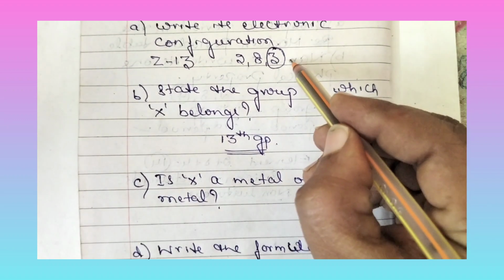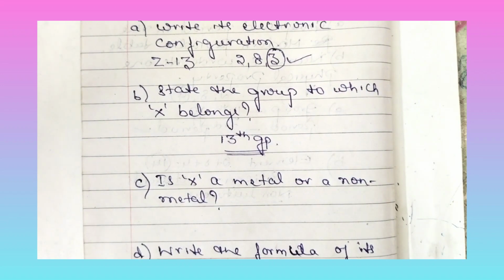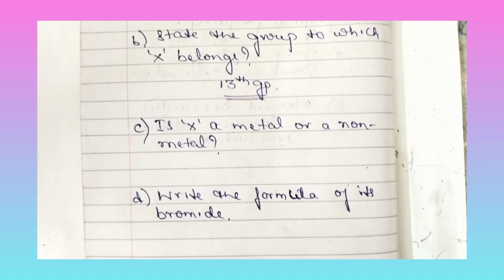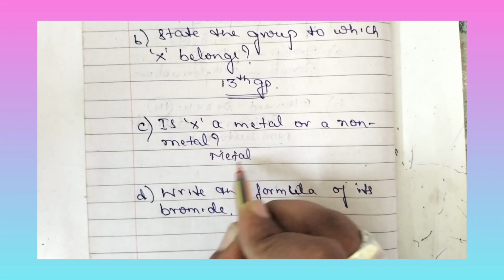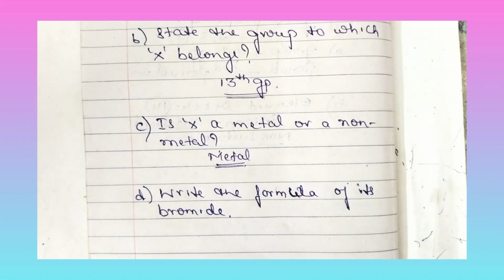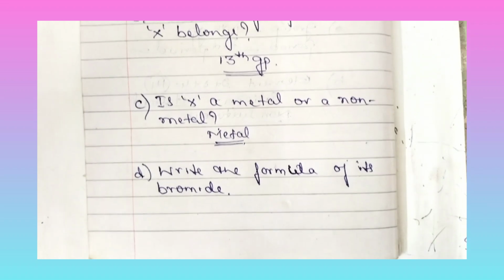Since the valency is 3, it could be 1 or 2 or 3. If the valency is 1, it is a metal. If it is 2, it is also a metal. If it is 3, also a metal. So the given element is a metal because its valency is 3. It has the tendency to donate electrons.